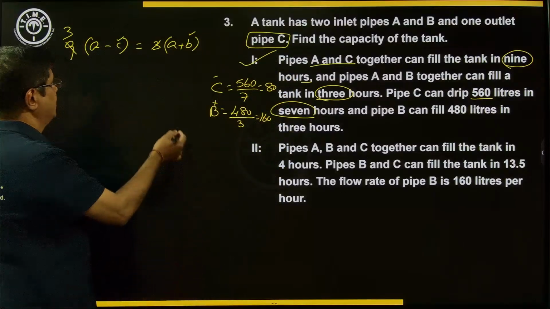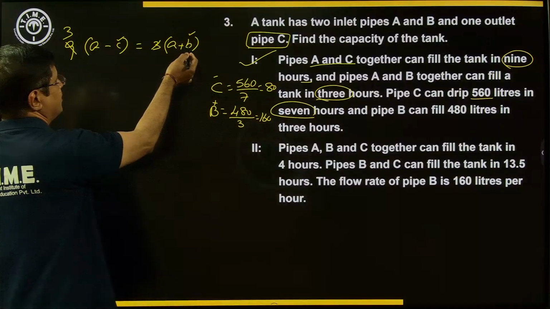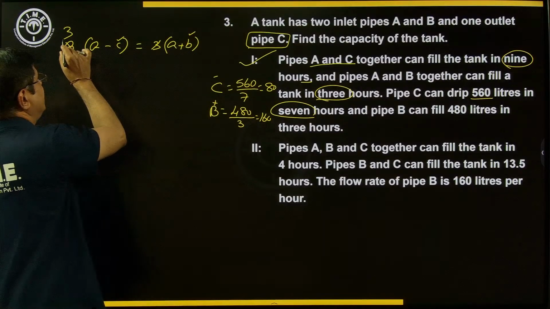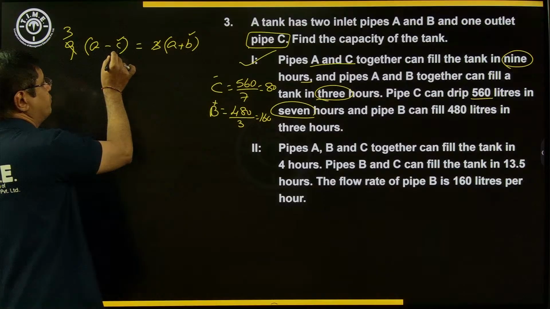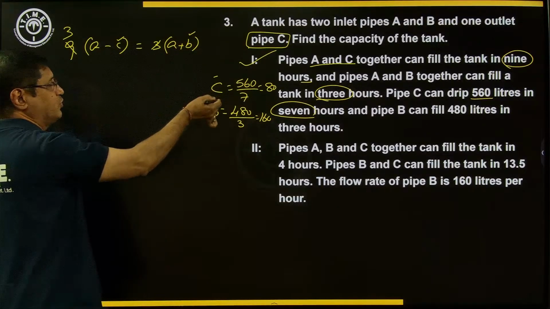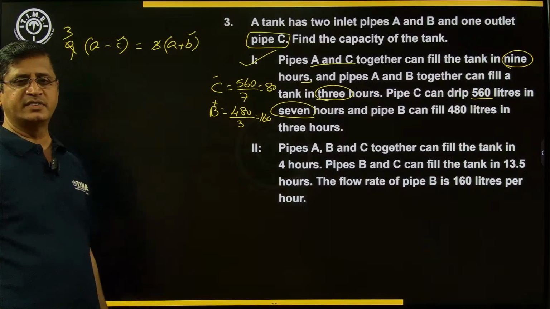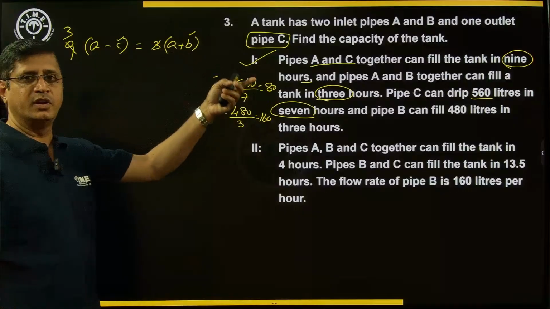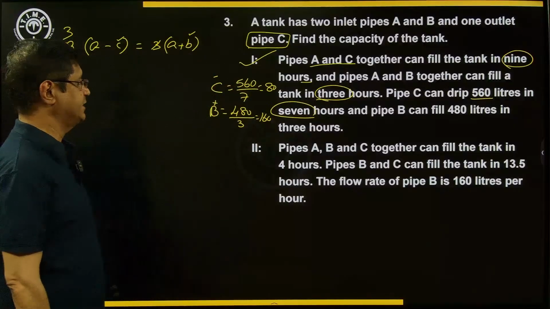Now look at this one. Here 160, and what about the C value? 80. So 3 times A and 3 times 80, so 3A minus 240 is equal to A plus 160. Take the variable on one side and numbers on the other side, and you will get the rate of flow of A. Substitute here, multiply with 3, and you will get the capacity of the tank.